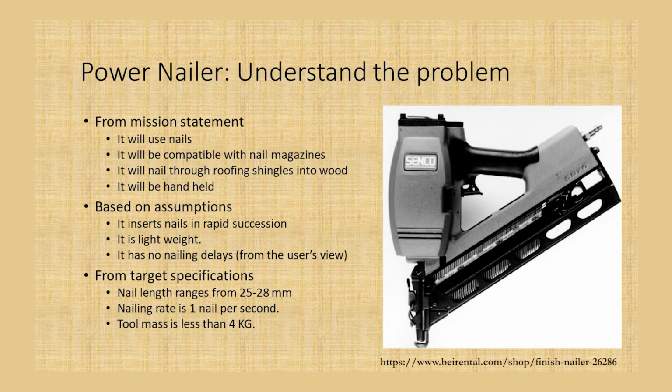So, now let us look at the example of how we can understand the problem in the case of the power nailer. This is the black and white image of that same power nailer. From the mission statement we understand that this power nailer which we are trying to devise will use nails. It will be compatible with nail magazines. Why? Because nail magazines are already available in the market and there are nailers already available in the market.